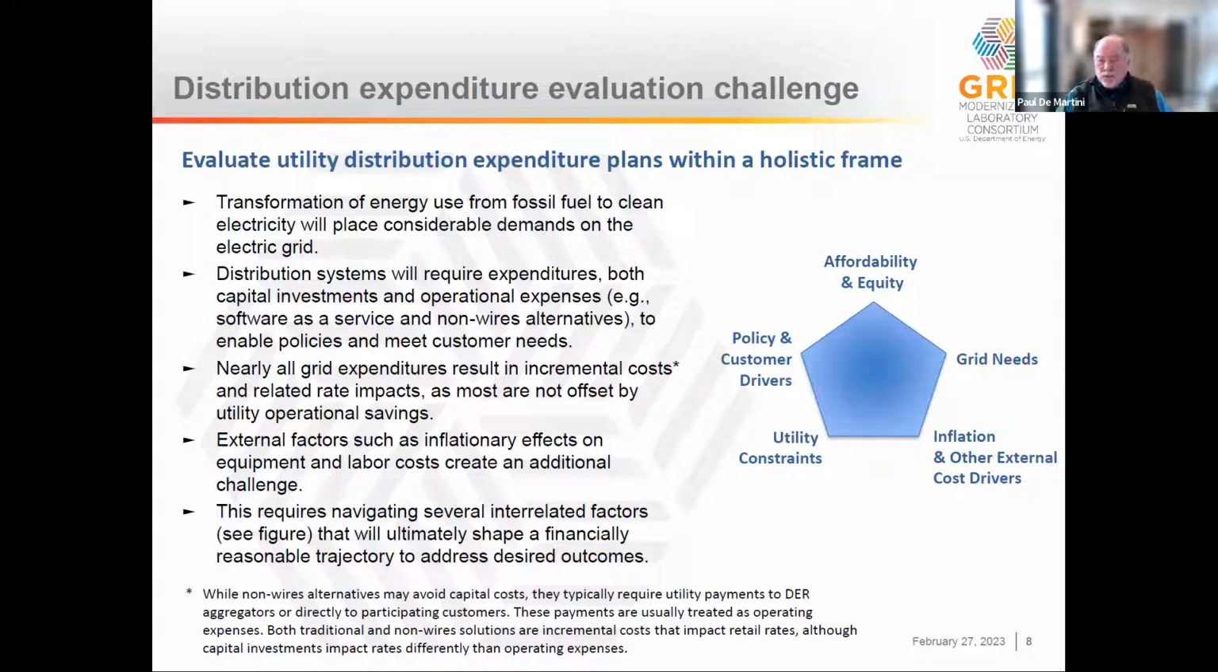Utility constraints with respect to finance and resources, personnel, whether utility personnel or contract personnel. And we're currently experiencing a significant amount of inflation and other external cost drivers related to supply chain and other. This all interrelates in terms of thinking about implications on the cost of the system and what is most affordable, and how do we address a cost-effective distribution investment plan. Next slide, please.